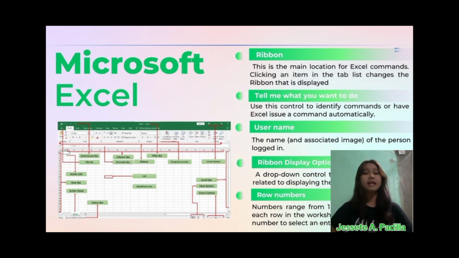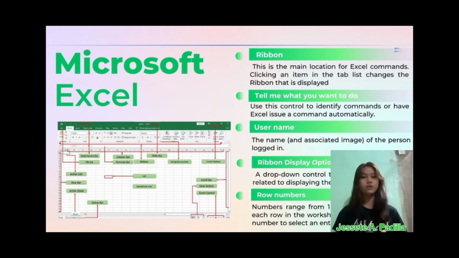A username is a unique identifier that you choose to distinguish yourself online. It's like your digital name used to access various online services and platforms. The next one is the ribbon display option. Control how the ribbon, the bar at the top containing commands, is shown on your screen. These options allow you to customize the ribbon's visibility to optimize your workspace and workflow.